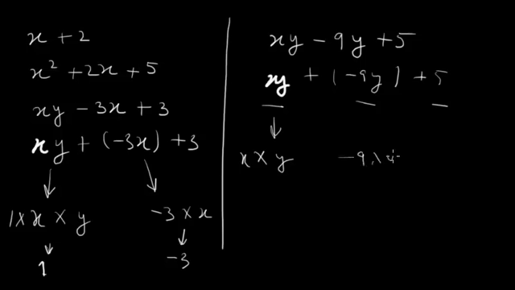Here minus 9 and y are factors, and plus 5 is another factor. And for coefficients, here we know its coefficient is 1, its coefficient is minus 9, and its coefficient is 5. So this is all about term, factor and coefficient.